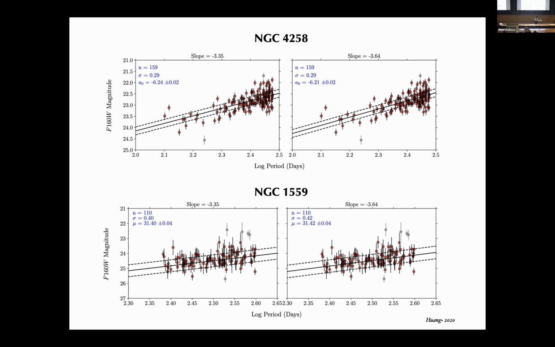So this is what the PL relations looked like for 1559. We also refit the 4058 ones because in between this and the previous work, they had updated the maser distance.